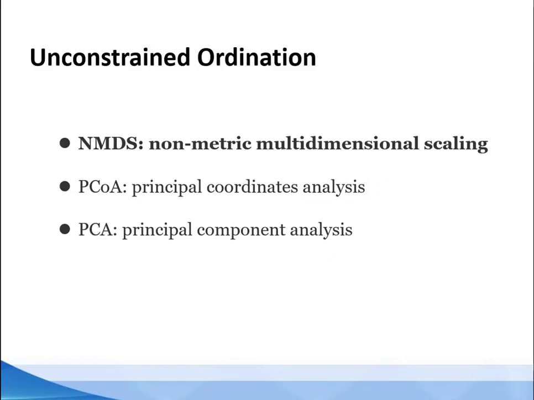There are 3 very commonly used unconstrained ordination methods. The first is non-metric multidimensional scaling. In short, we call it NMDS. The second is principal coordinates analysis. And the third is principal component analysis.